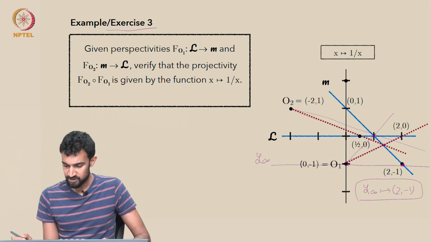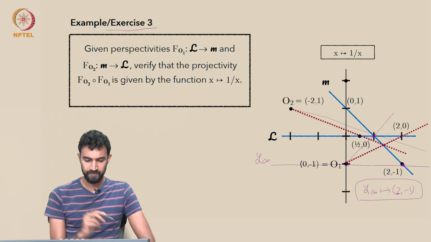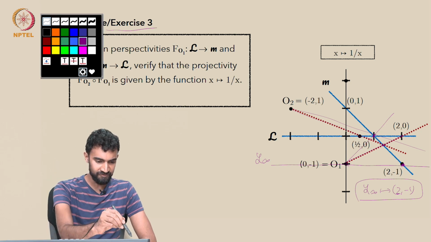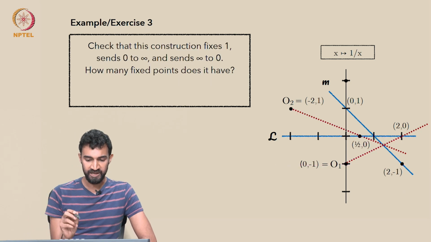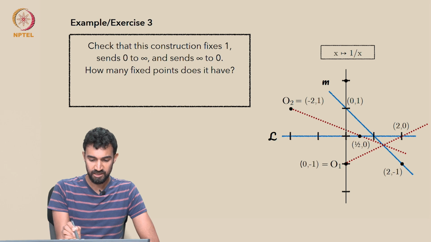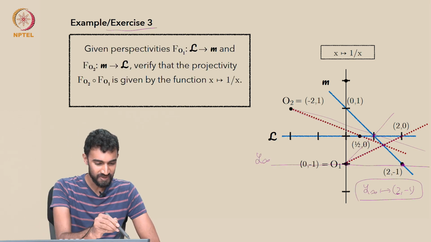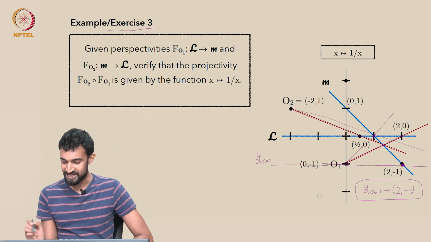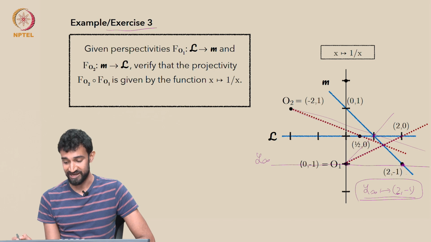And then I'll leave it to you to verify that this is indeed the map x goes to 1 over x. But, sorry, I didn't finish what I was saying again. Let me just finish what I was saying, which is that, okay, FO1 takes L infinity to 2 minus 1.